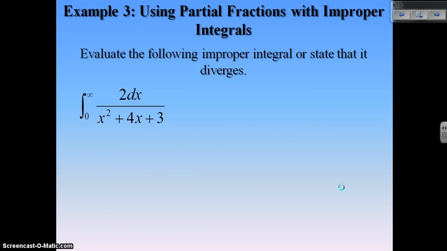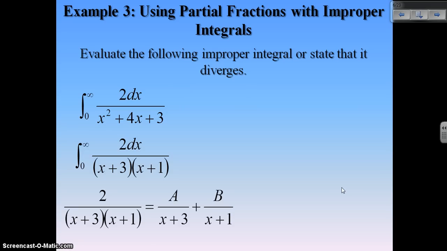Alright, using partial fractions with improper integrals. Now these are always fun because this is going to take 2 or 3 math problems and put them together in one. I have the integral from 0 to infinity of what you see there on the screen. Now, first of all, this is a partial fraction decomposition first, if you remember doing that not too long ago. So I'll factor the x squared plus 4x plus 3 into x plus 3 times x plus 1. And remember doing partial fraction breakdowns. I'll take the fraction that I have and break it up into A over x plus 3, B over x plus 1. Multiply by the least common denominator on both sides and we get this.